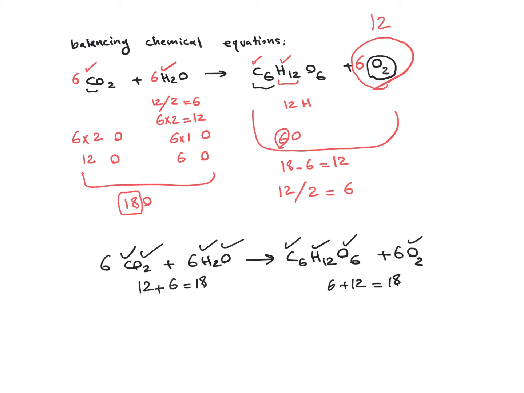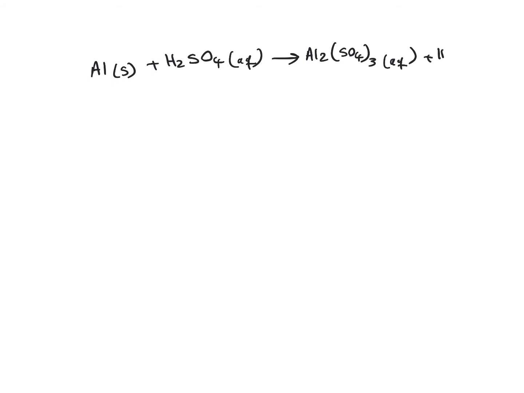Let's do another example. Imagine I give you Al solid plus H2SO4 aqueous gives Al2(SO4)3 aqueous plus H2 gas. So you see aluminum by itself, so you balance this last.